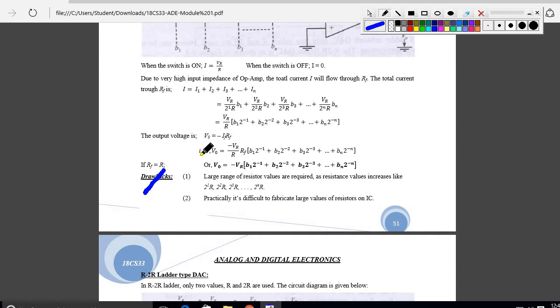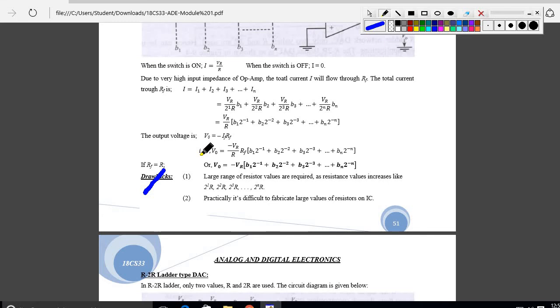A large range of resistor values is required, because here we need 2^1 R, 2^2 R, 2^3 R, up to 2^n R. These are the large ranges of resistors required. As the resistance value increases, it is very difficult to design. This large range of resistors is the main drawback.